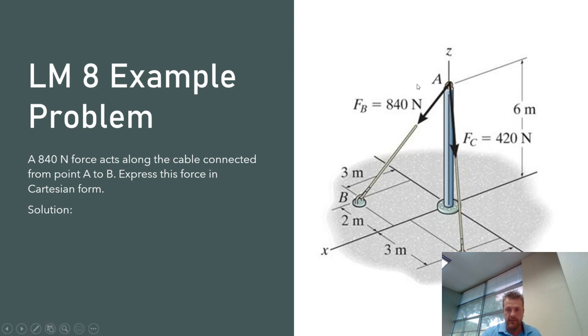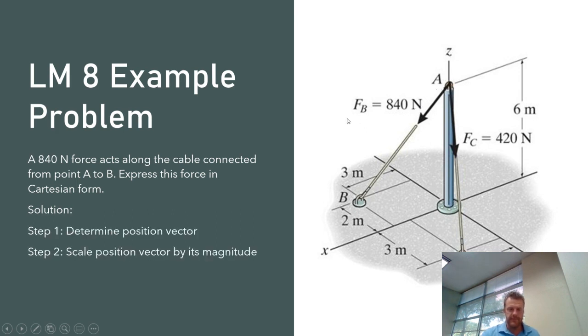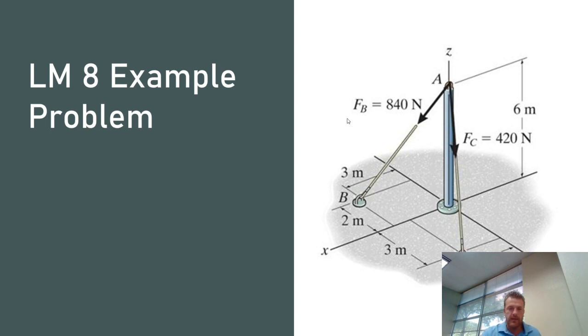What we want to do is write a position vector from A to B, r_AB. Once we have that, we'll find the magnitude of that position vector and normalize it out in order to get a unit vector that points along that direction. And then we'll scale that unit vector by the magnitude of F_B. So that's the steps that we're going to take. In order to start, how will we start it?